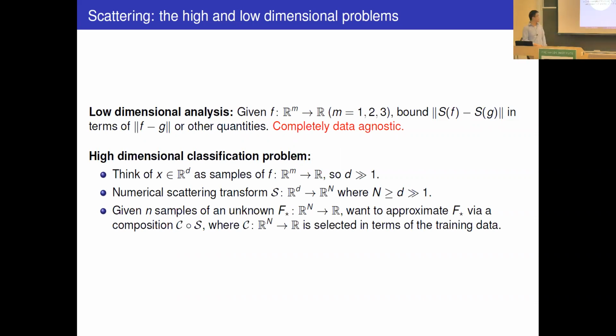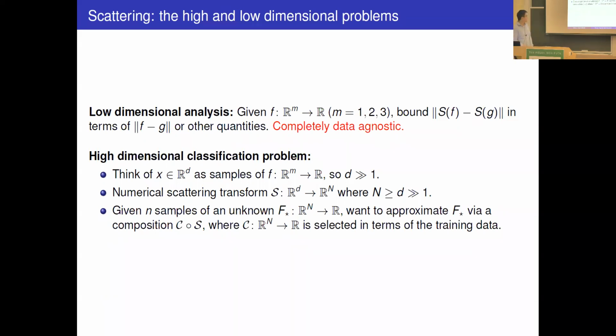So here we think of x in R^d as really samples of this function f. So if m is, say, 1, so f is like an audio signal, we think of lowercase x as d samples of this function. So little lowercase d here is definitely not a negligible number. It should be quite large. And numerically, what the scattering transform does is it takes this vector and maps it to a new space of dimension capital N, where capital N is going to be much bigger than lowercase d.